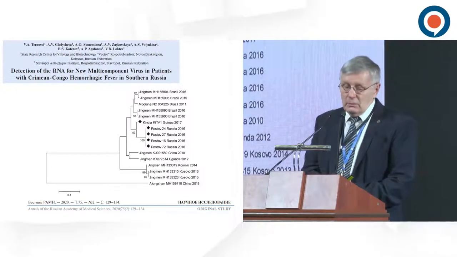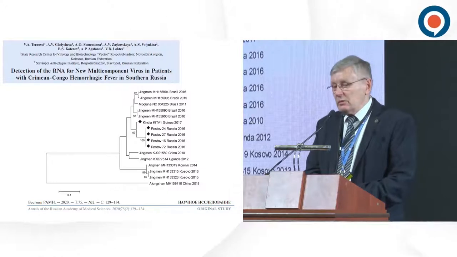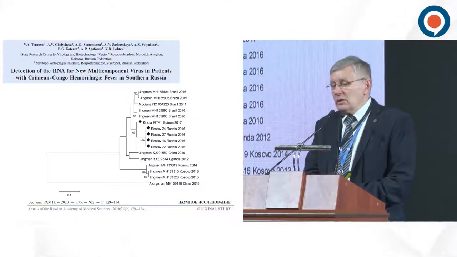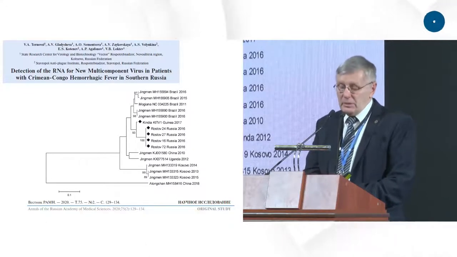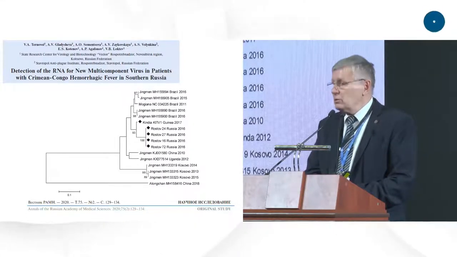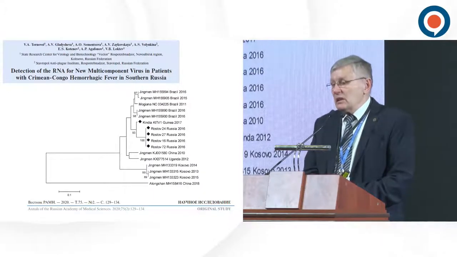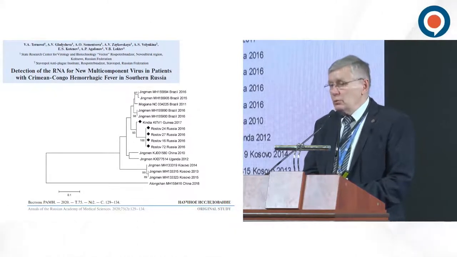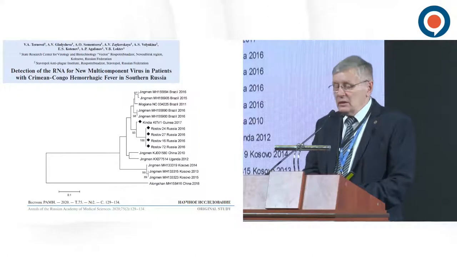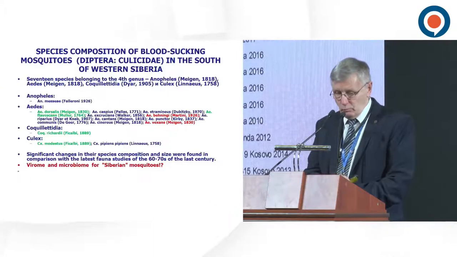You see the Jingmen variants here, Rostov variants. This is a multi-component virus that is represented in the blood of patients in Stavropol region. RNA of Crimean-Congo hemorrhagic fever in southern Russia, European subtype, and the new multi-component virus, Manich virus. This is the new name of the virus. And then we have the question whether it is broadly represented in Russia and how the pathology is changed for the human being who gets the infection of both viruses, Crimean-Congo hemorrhagic fever and this new multi-component virus, Manich virus.